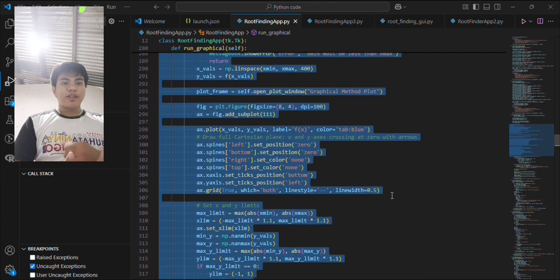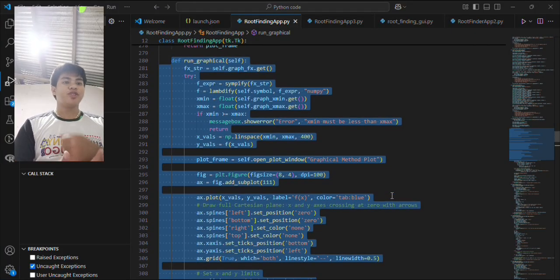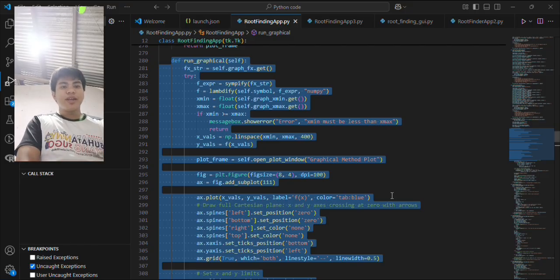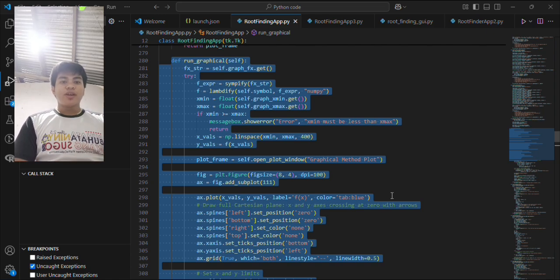First step, retrieving the function. The function string is retrieved from the GUI, solve_graph_fx.get. Simplify parses the string into a SymPy expression. Lambdify converts it into a NumPy compatible Python function.